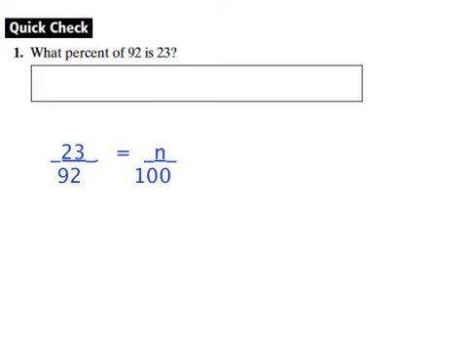Now we're ready to cross multiply. 100 times 23 is 2,300. 92 times n is 92n.